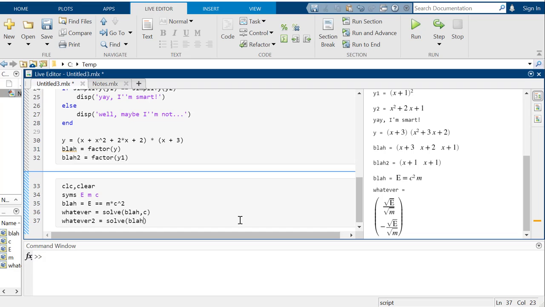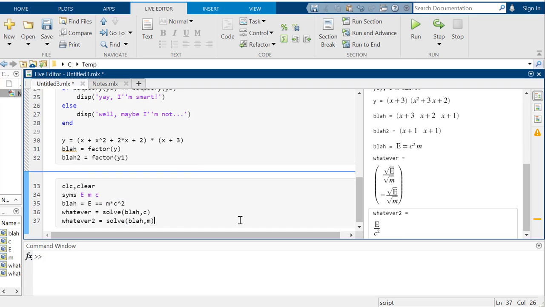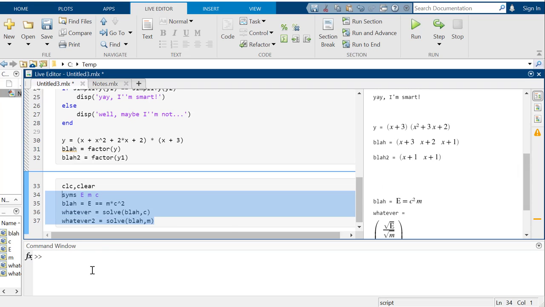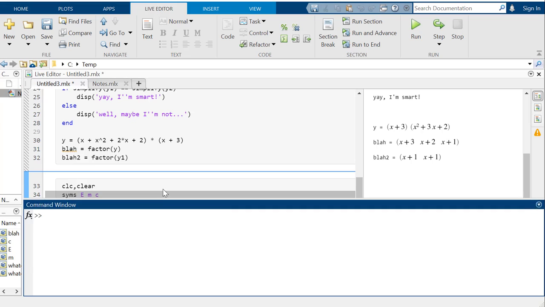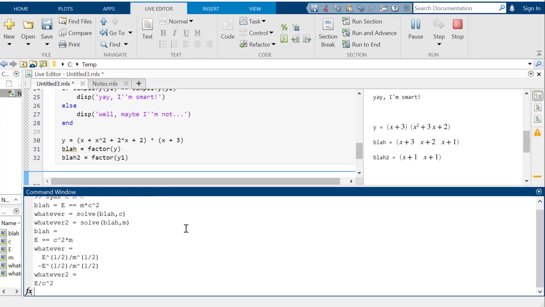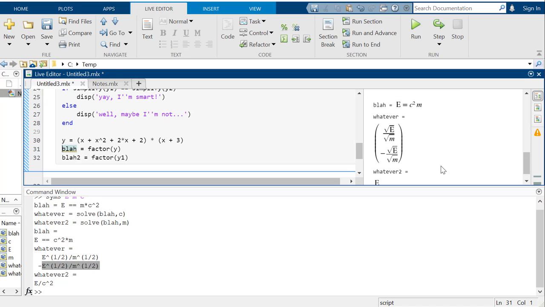I can also solve for m. And it's e over c squared. So being able to solve for stuff is actually pretty cool. And I really like it a lot better here because, again, when you run it down here in the command window, it was a lot harder to see. So, I mean, you can still see it. There's e to the 1/2, or the square root of e over the square root of m, and then minus square root of e over square root of m. But this is a lot more clear, I guess, to your brain to be like what's actually going on.